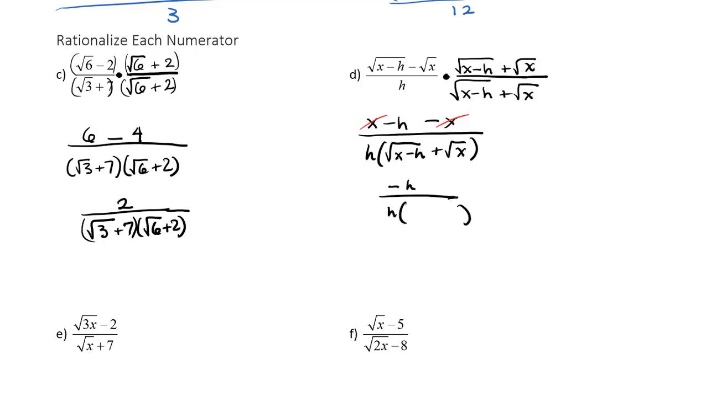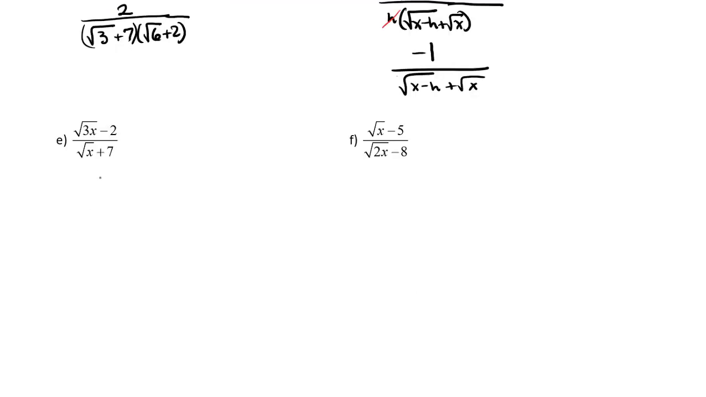times the square root of x minus h plus the square root of x. Notice that my h's will divide out conveniently, and I'm left with negative 1 over square root of x minus h plus root x.